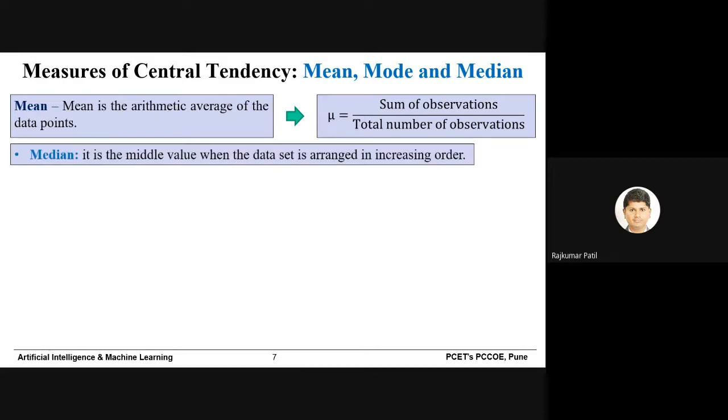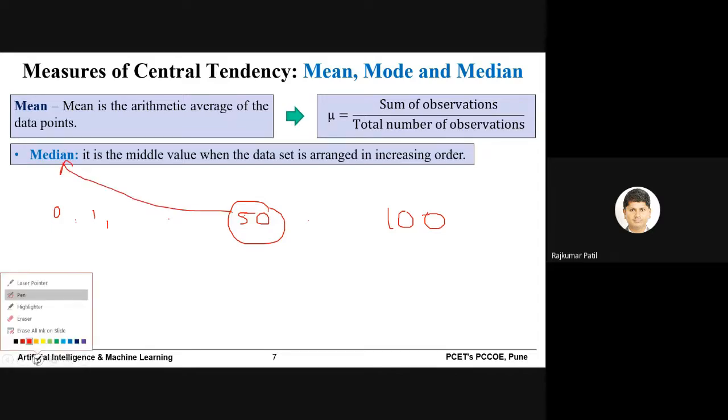And therefore one more term comes into the picture, that is median. And median is the middle value when the data set is arranged in ascending order. So suppose 0, 1, 2, if you arrange up to 100, then in this case the middle value would be 50, right? And that can be considered as the median of the data. So sometimes we need to rely on the median value as well.